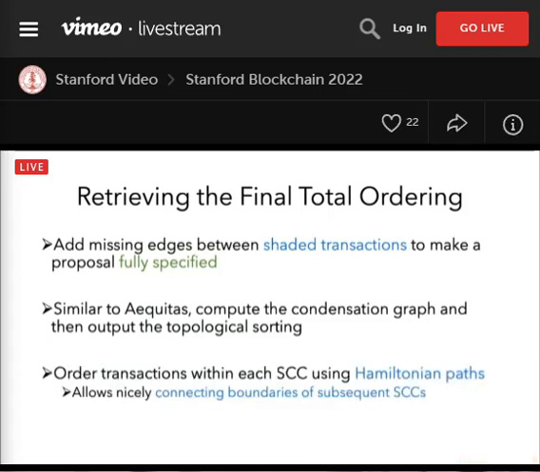Another clean technique that we introduced in Themis that wasn't done in the previous work is that we can order transactions even within a strongly connected component in a nice way using Hamiltonian paths. And this allows us to cleanly connect the boundaries of different strongly connected components so that you can get fairness even across these SCCs.